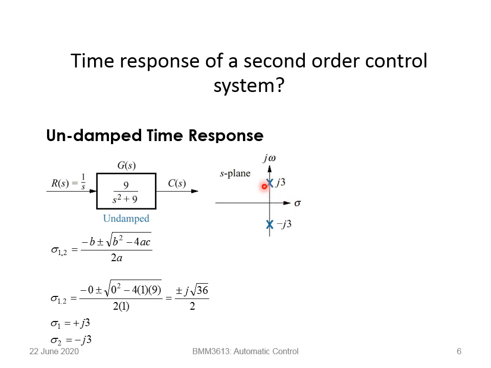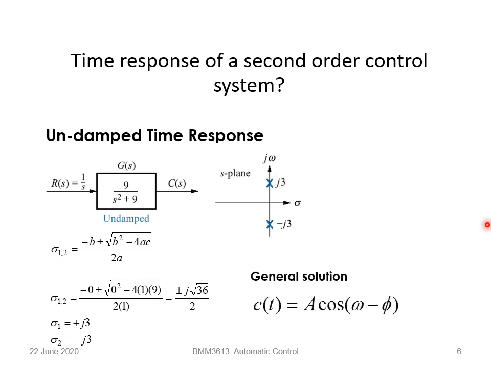So what does this mean? From the conclusion of the previous slide, j omega is the component that will let us predict the undulation of the system, and the sigma component will give us a prediction of the exponential decay of the time response. So now the decay is 0. If we look at the sigma component, both poles have a sigma of 0. So we have 0 decay, and we have an undulation corresponding to omega equals 3, right?